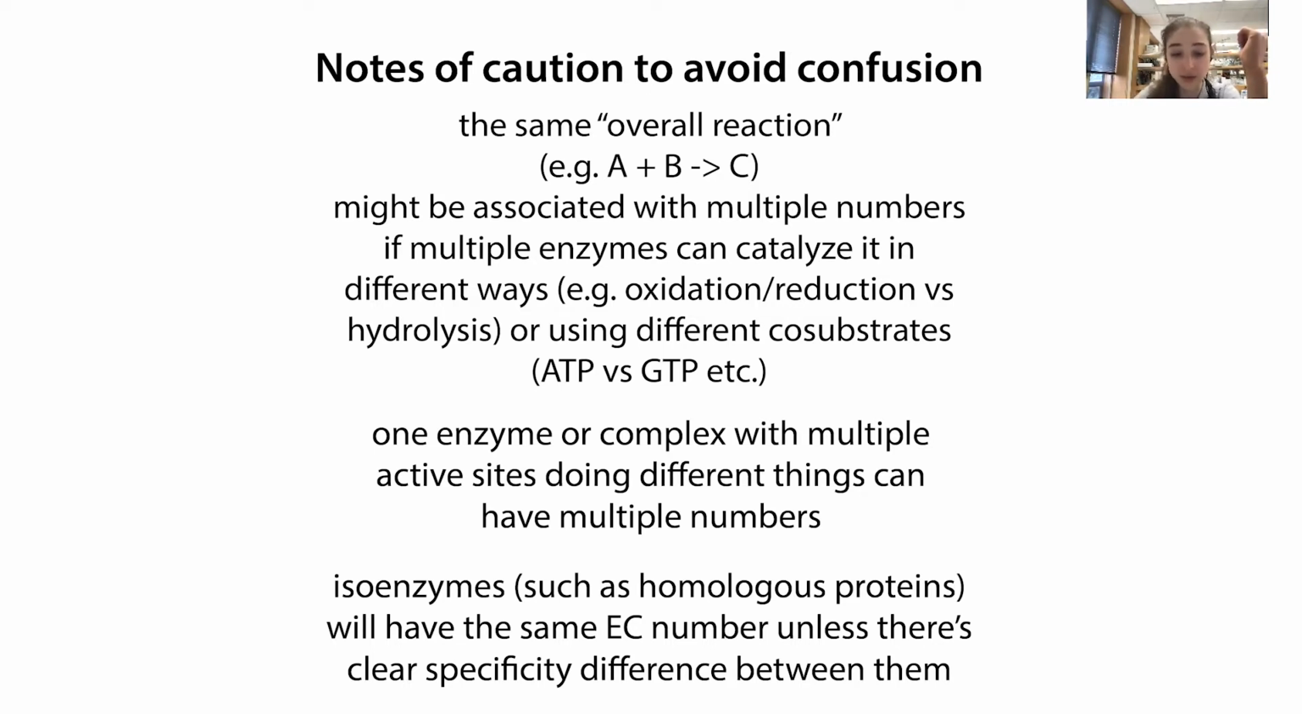And this could be helpful in those cases where you can distinguish between the same activity happening on 1 chain versus 2 chains, versus 2 things happening on the same chain, versus the same thing happening in a totally different subunit in a different complex. This way those things could still have the same EC number, but then this one complex would have 2 different numbers. Speaking of things having the same number, isoenzymes, so things such as homologous proteins.